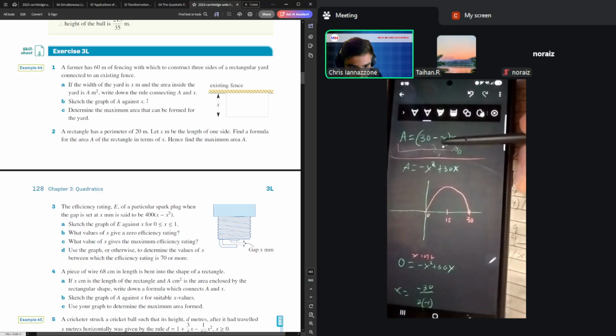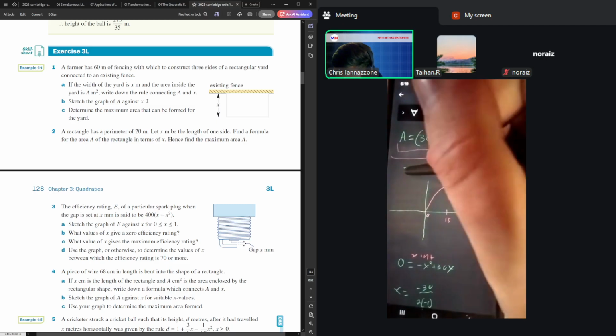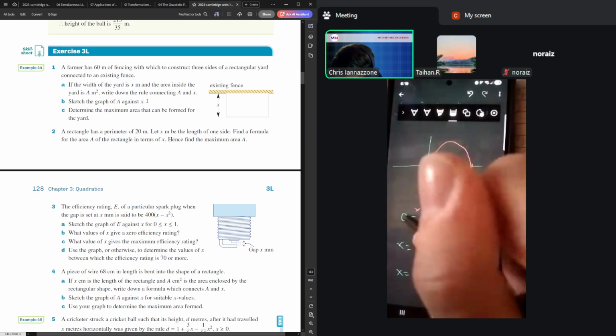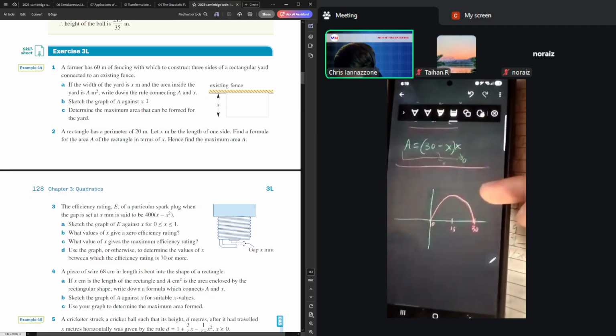So in my head, I go, that's 30, that's 0, middle is 15, and I can already see it's a negative quadratic. So you just go ahead and draw that. You don't need this bit here, and you don't need any this over here. You can just do it by looking at that one equation.